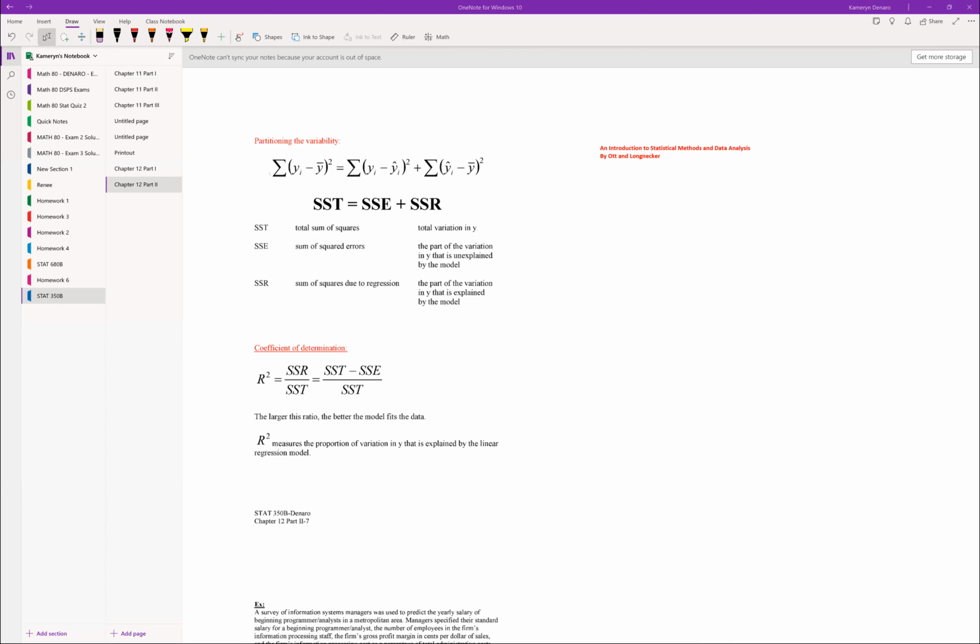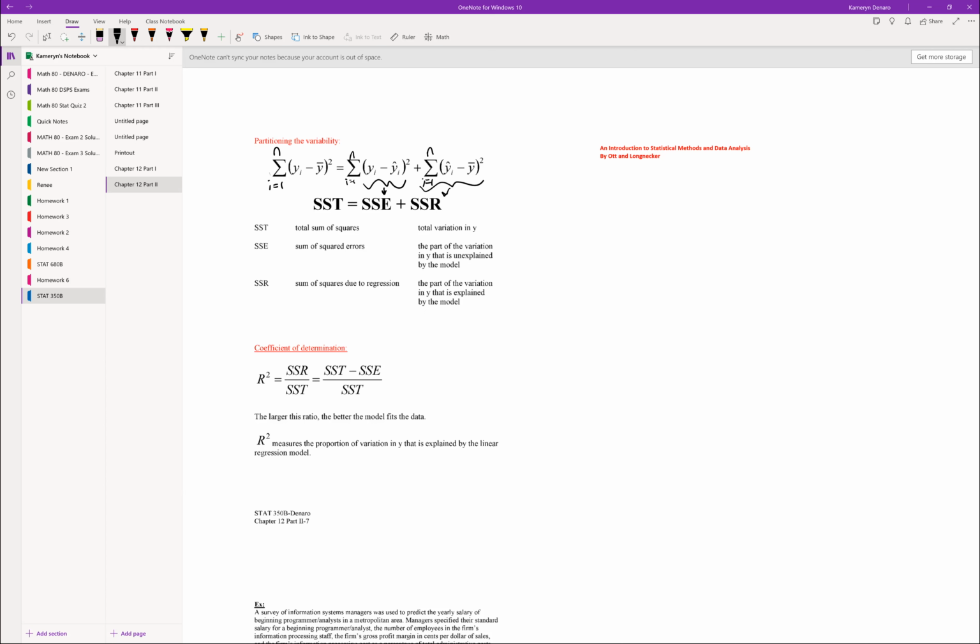Remember from last time that the sum of squares total is equal to the summation i equals 1 to n of the yi minus y bar quantity squared. And that's equal to the sum of squared errors. Remember, those are our observations, yi minus yi hat, squared. And then our sum of squares due to regression, which is the summation i equals 1 to n of our yi hats minus our y bar, squared, the SSR.